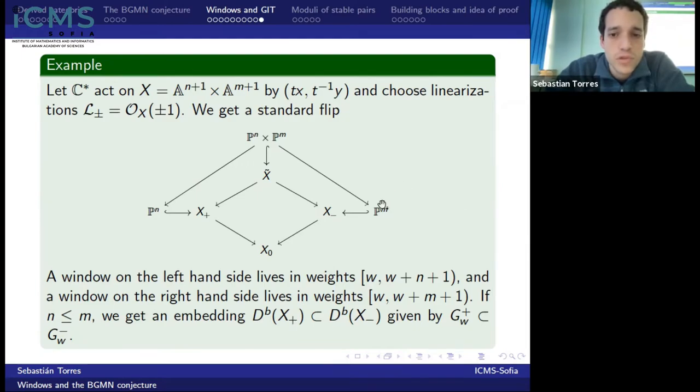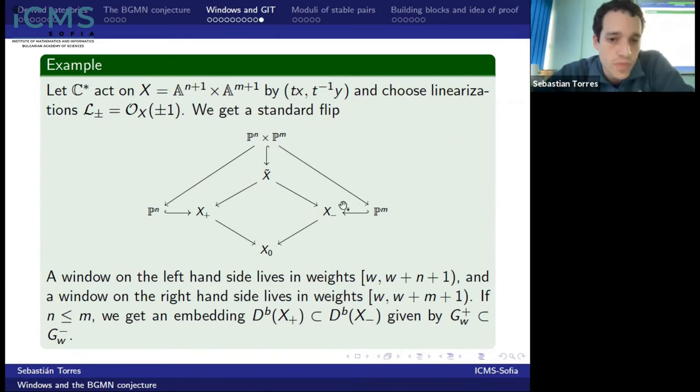I mean, it collapses both PM and PN to a point, either coming from this or that side. So if you want to play the game of windows on the derived category of X plus or X minus, you have to test the unstable locus, which is the origin, and the fixed locus, but C star is the origin. And if you choose one or other linearization, that will make the entire unstable locus what's attracted to the origin, and that will be either a m plus one or a m plus one on either side.